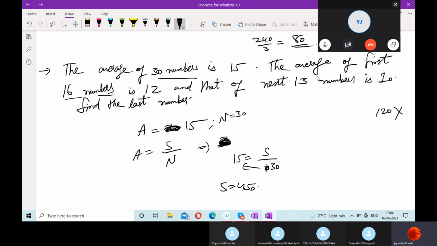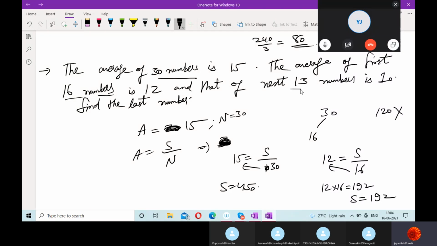Yeah. So now the average of the first 16 numbers is 12. So out of 30, the first 16 numbers have an average of 12, and the sum we don't know, and the count of numbers is 16. So 16 12s are how much? 192. So the sum is 192.